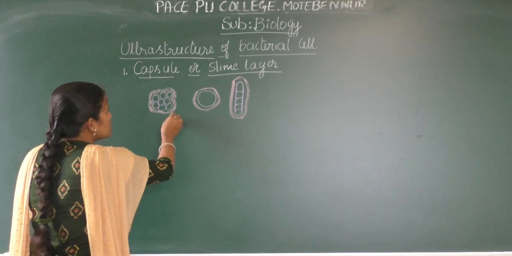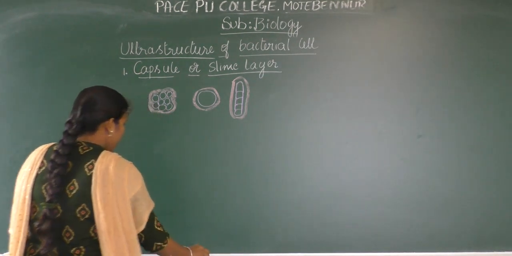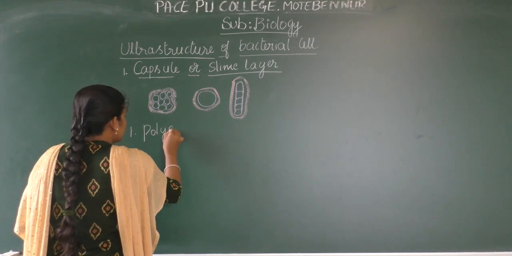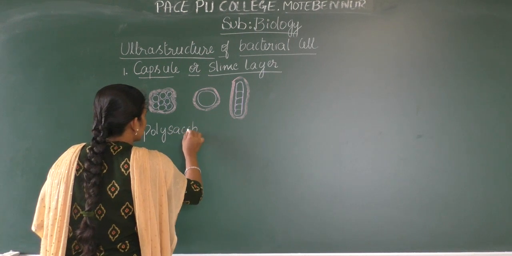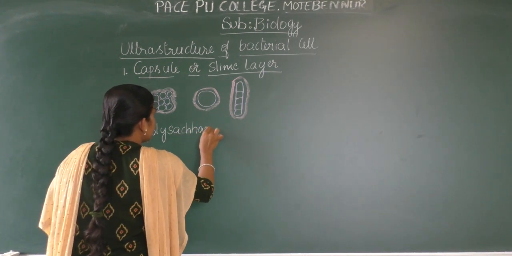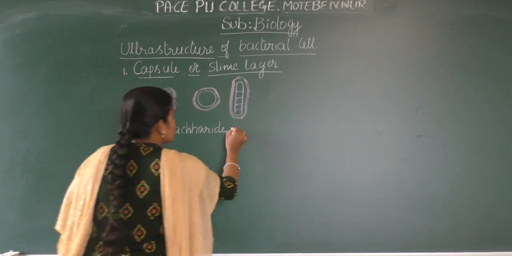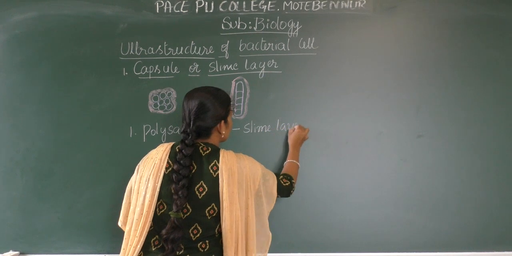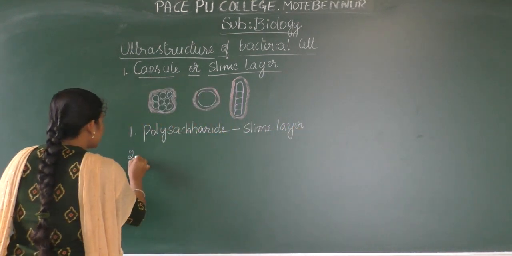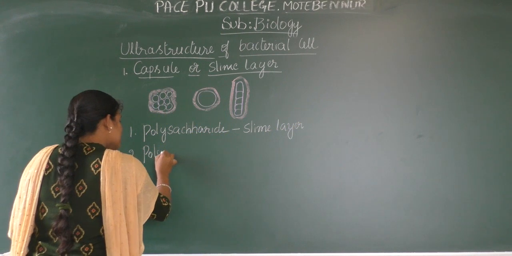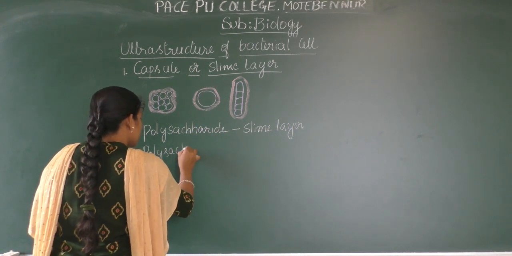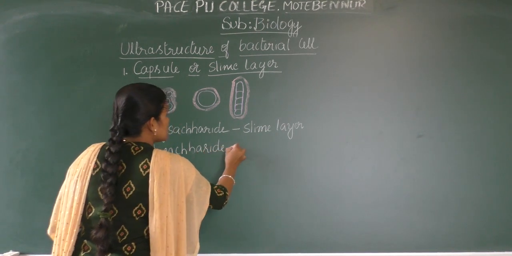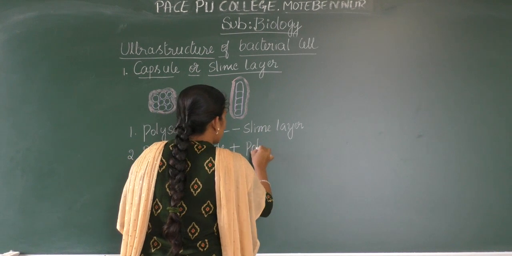This mucilaginous sheath is made of two components. One is polysaccharide, and that is called the slime layer, and the second one is a component of polysaccharide along with polypeptide.